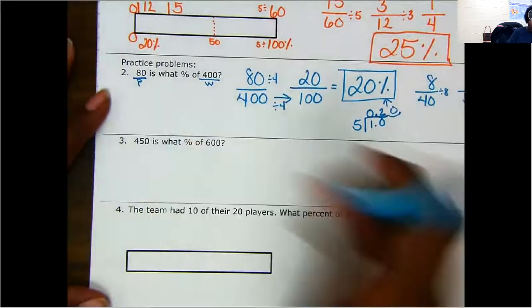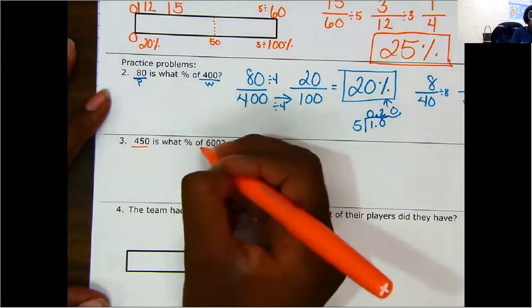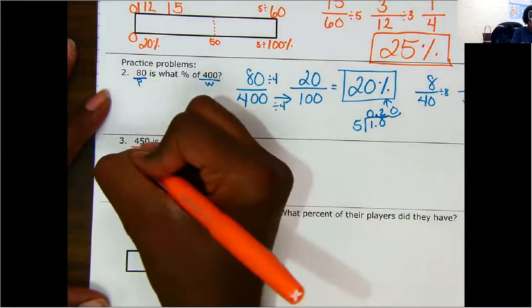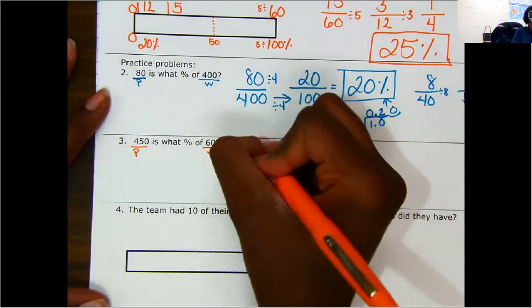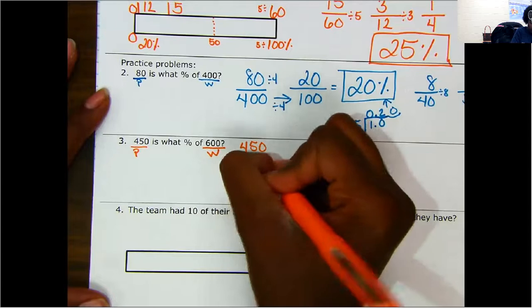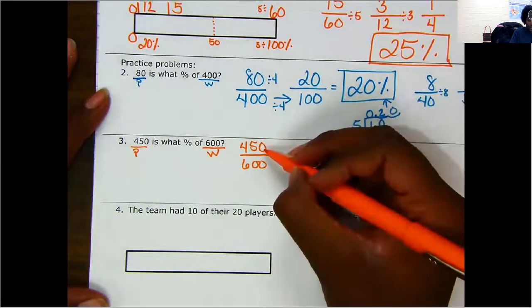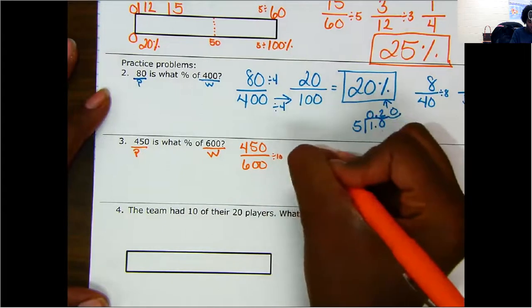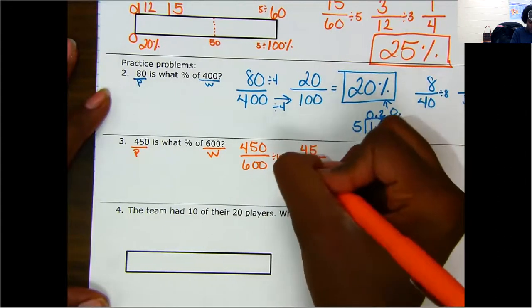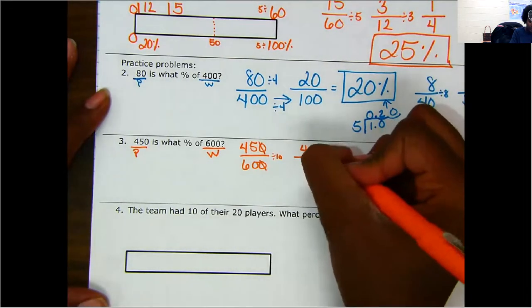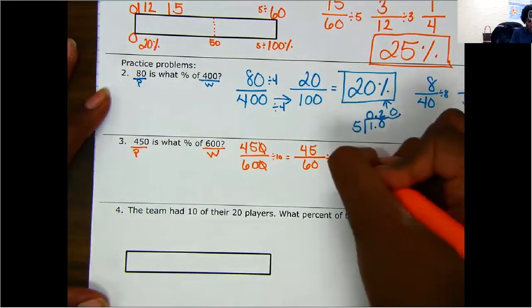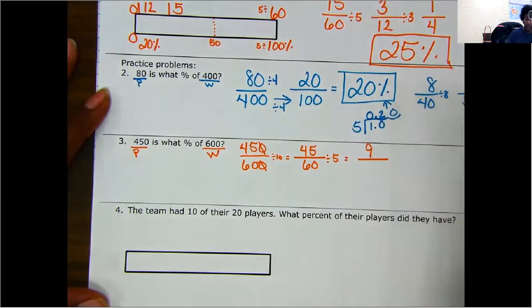Let's do this next one. 450 is what percent of 600? 450 is my part, 600 is my total. 450 divided by 600. They both end in a 0, so I can divide by 10. That gives me 45 over 60. 5 and a 0, that means I'm divisible by 5. 45 divided by 5 is 9. 60 divided by 5 is 12.